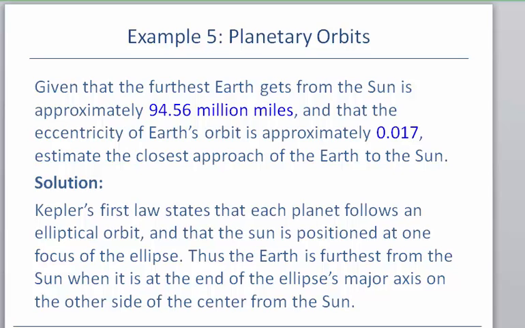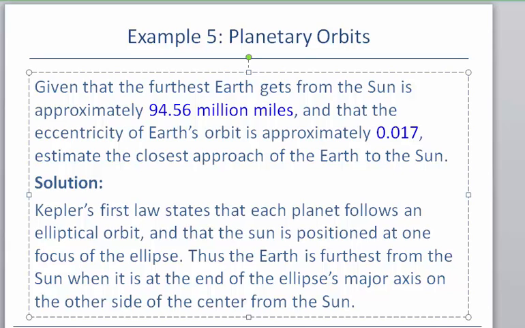All right, so our problem says that given that the furthest Earth gets from the sun is approximately 94.56 million miles, and that the eccentricity of Earth's orbit is approximately 0.017. And we want to estimate the closest approach of the Earth to the sun. So in our solution, we know that the first law, the one that we starred, says that each planet follows an elliptical orbit and that the sun is positioned at one focus of the ellipse.